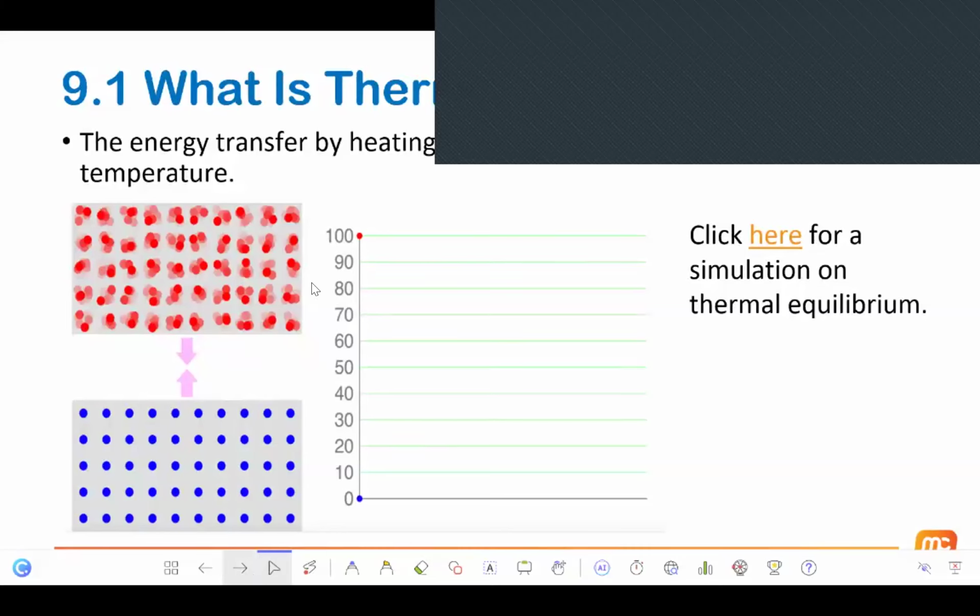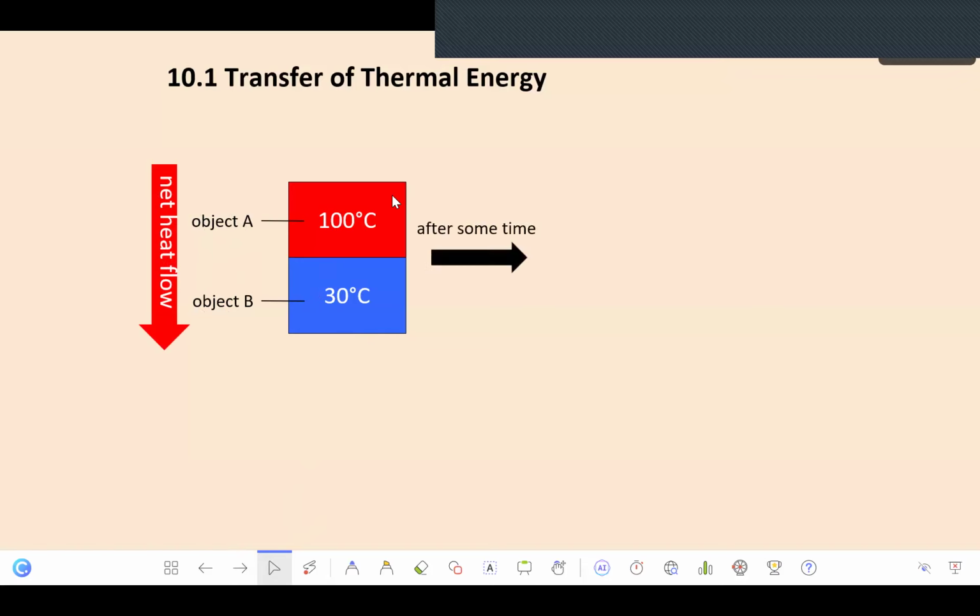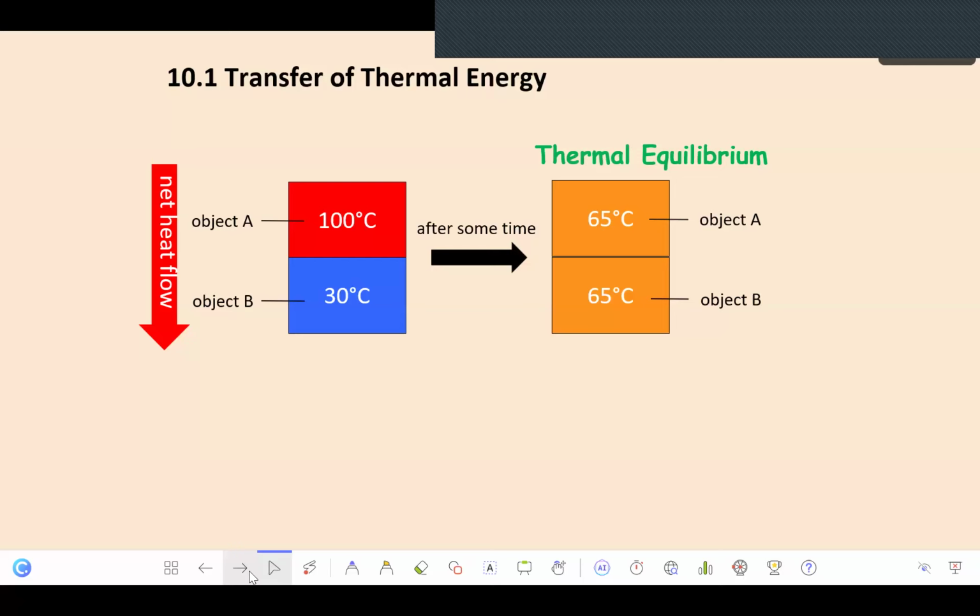So similarly, like what was shown just now, I have an object A at 100 degrees and another object B at 30 degrees. If I were to put them together, there will be a net flow of energy because the temperature is different. They are not in thermal equilibrium. So the energy will flow from a region of high temperature, which is the red object, object A, over to object B, which is of a lower temperature. And after some time, eventually they will reach the same temperature. So A's temperature will drop to 65 and B's temperature will increase up to 65. So we say that it is now in thermal equilibrium.